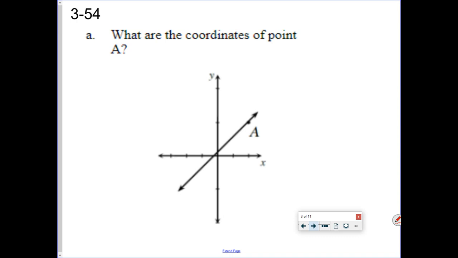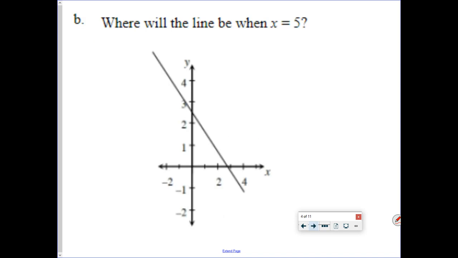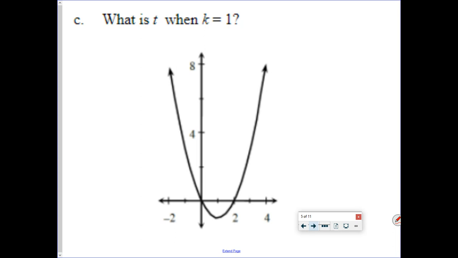All right. If you need more time, pause it. Otherwise, I'm continuing. For B, please tell me where will the line be when x equals 5? Okay? So tell me what's going to happen when x equals 5. Where will the line be when x equals 5? Again, if you need more time, please pause it. And you're just writing down these answers, and I'm going to go back and go over them. And last but not least, what is t when k is 1? If you need more time, pause it, and then we'll continue.